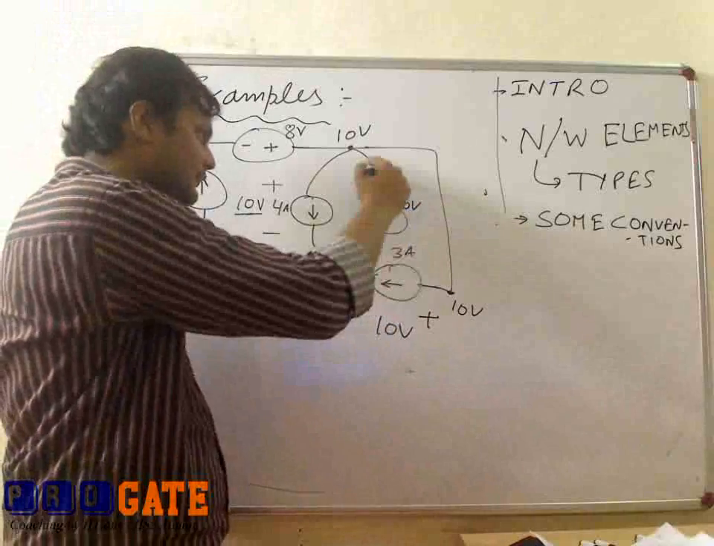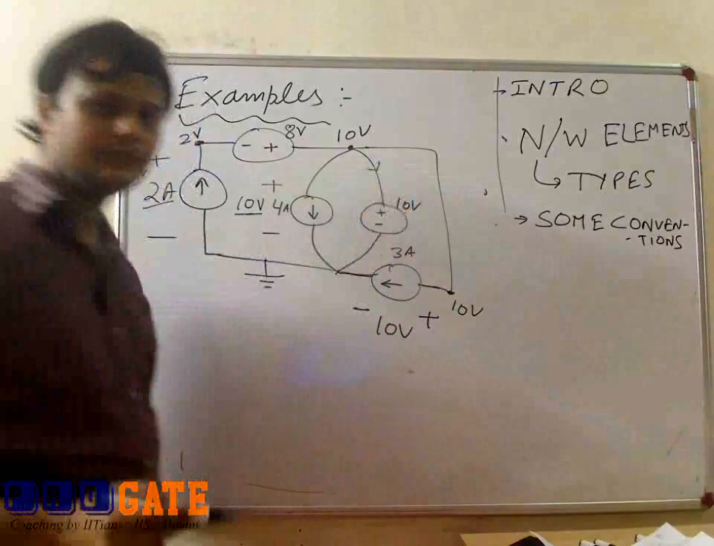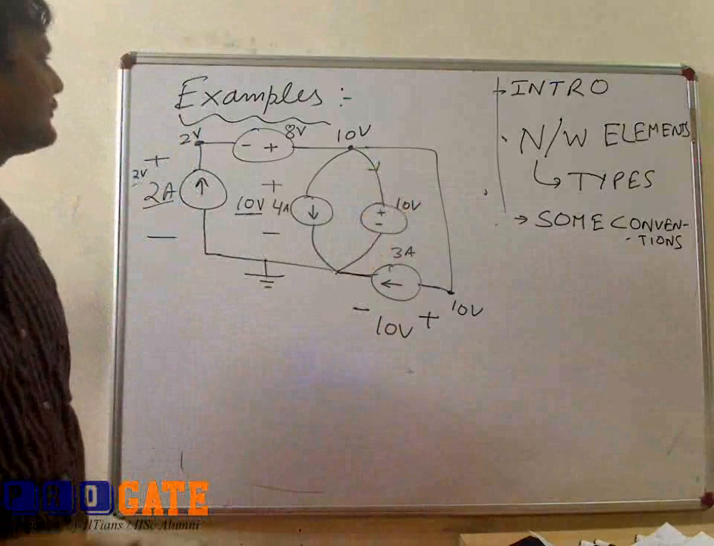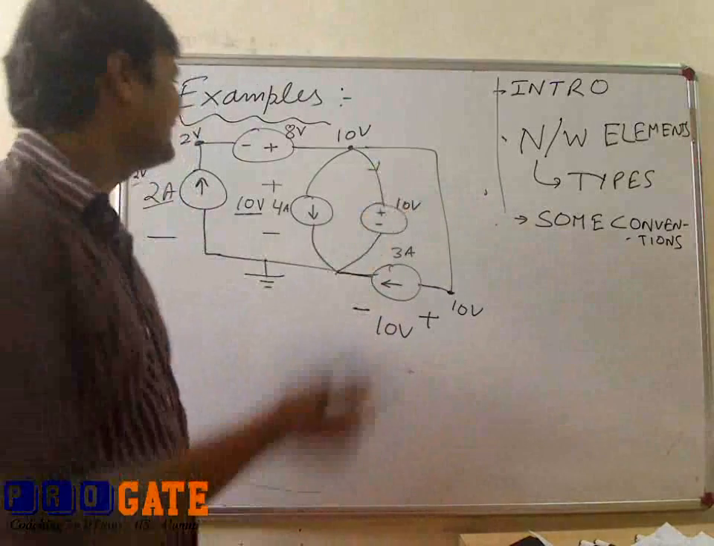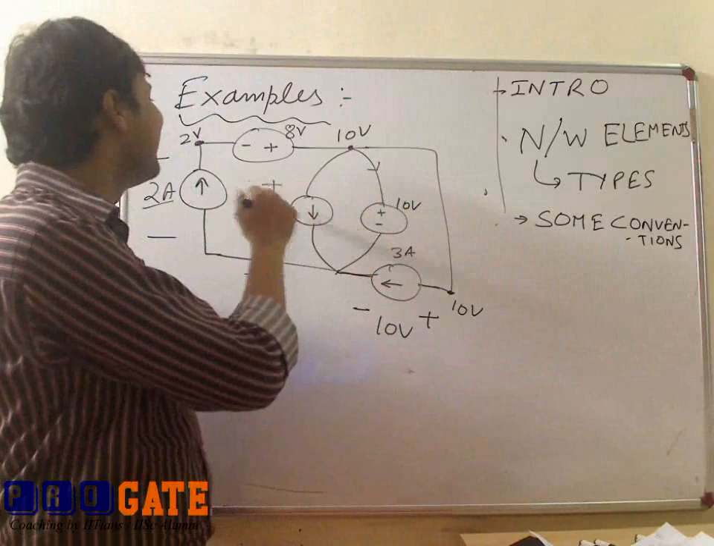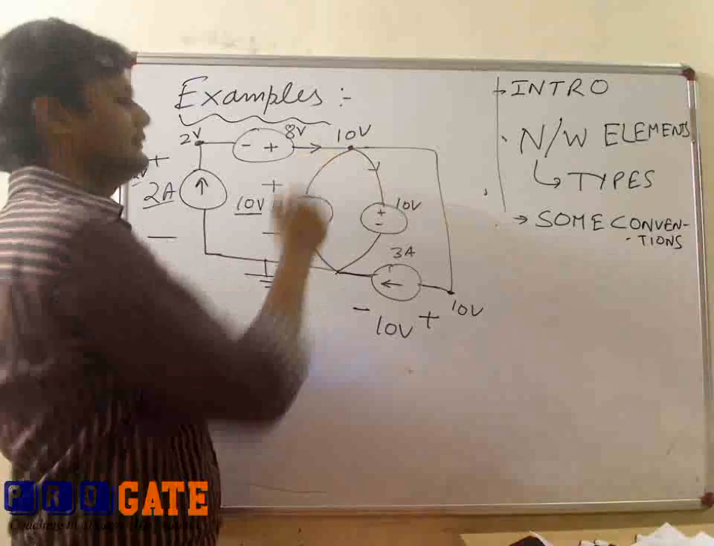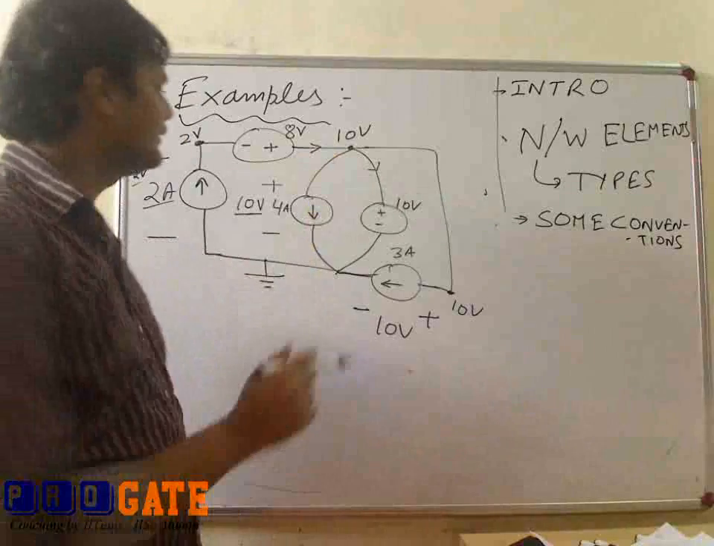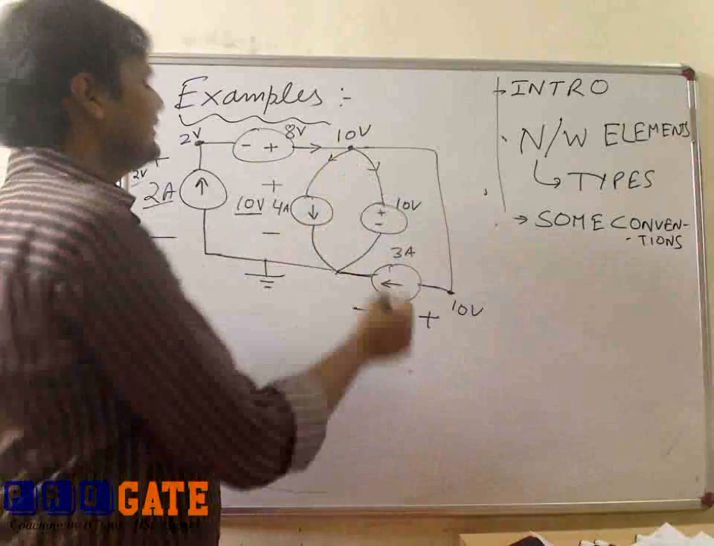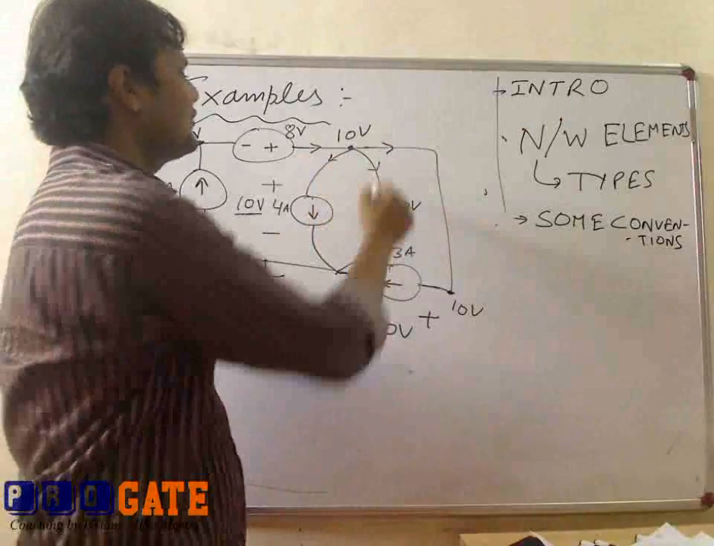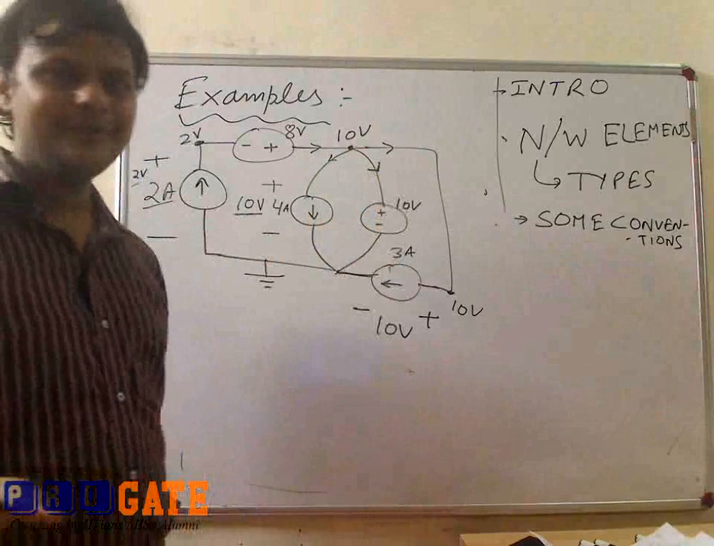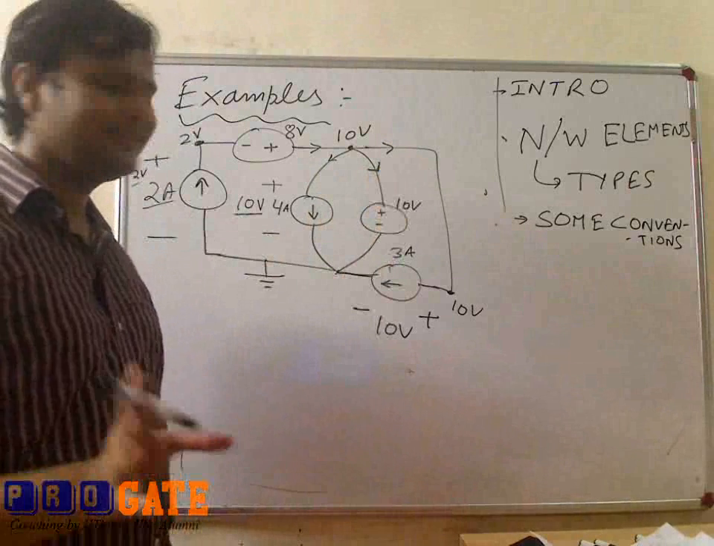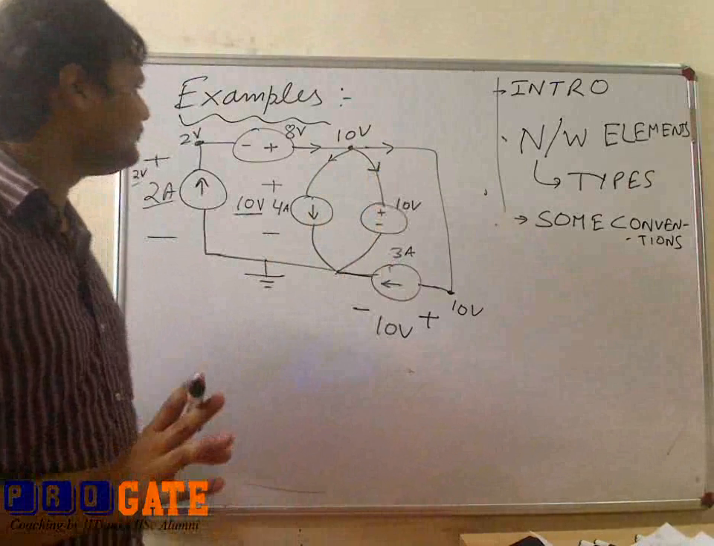And again, if you want to know whether it is delivering or absorbing the power, you have to find the current flowing from this 10 volt source. For this you have to apply KCL. You all have studied KCL in 12th. So this is a 2 ampere current, this is a 4 ampere current, and this current is of 3 ampere. So what should this be? Very simply, the algebraic sum of all the currents incoming and outgoing to the node is equal to 0.